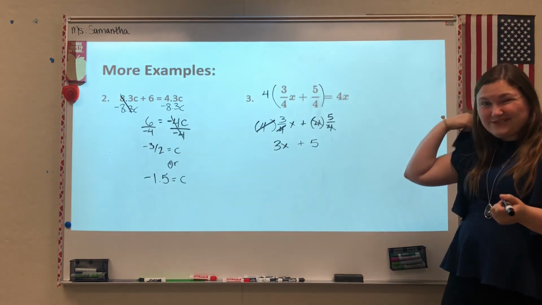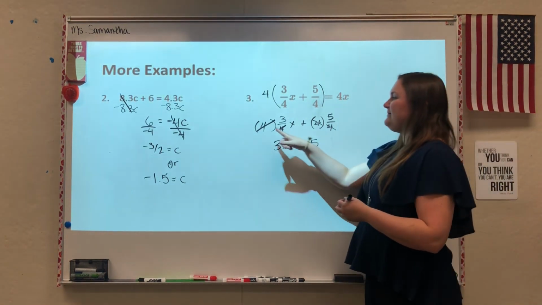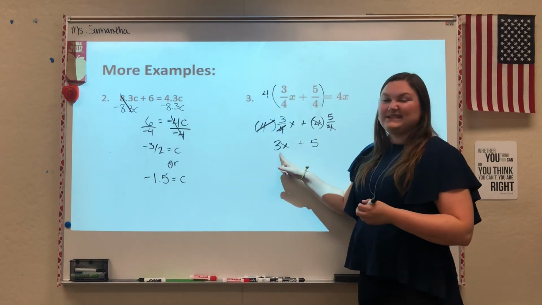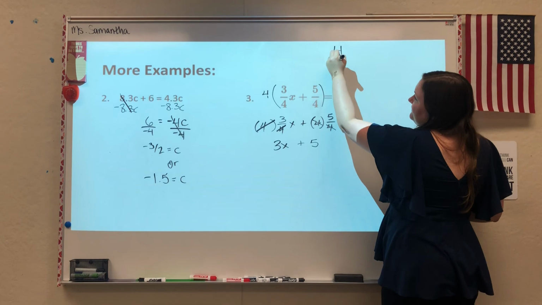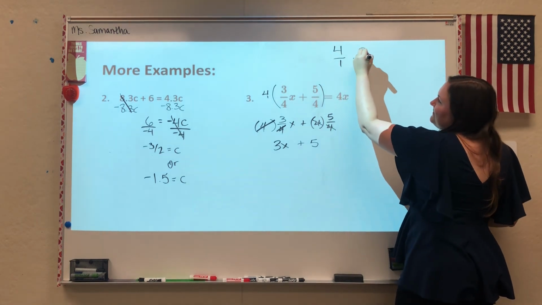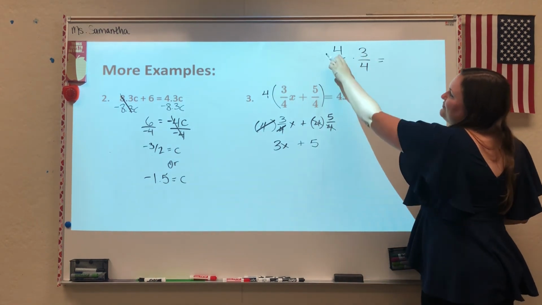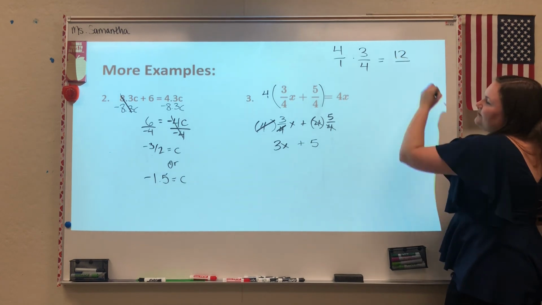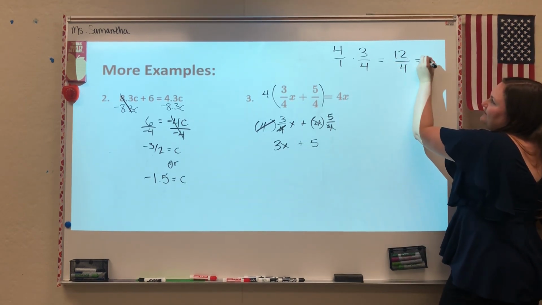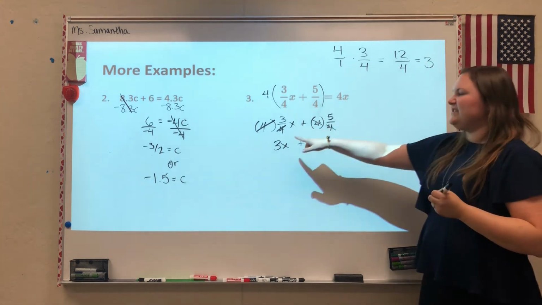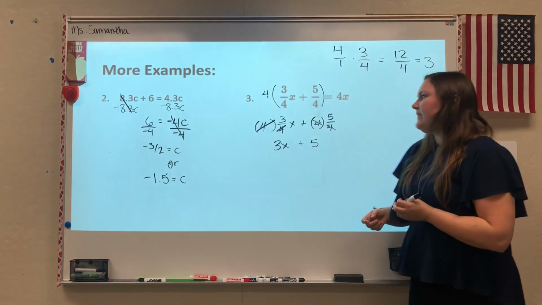The biggest mistake students make on these is they try multiplying the 4 and the 3 to say something like 12x. Different way you can think of this is 4/1 times 3/4. If you do that, 4 times 3 is 12, but you still have the 1 times 4 is 4 on the bottom. That leaves you with a 3. So just a different way to see why it's 3x.